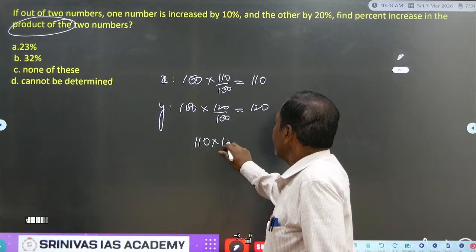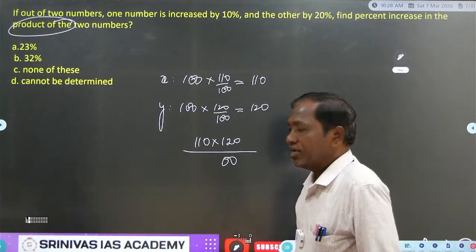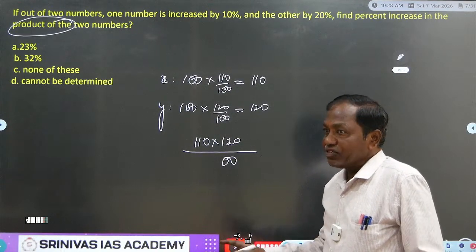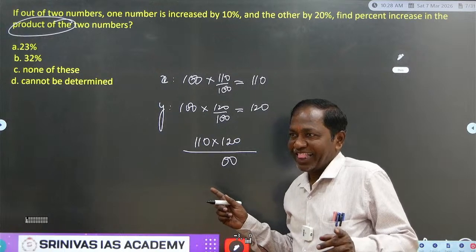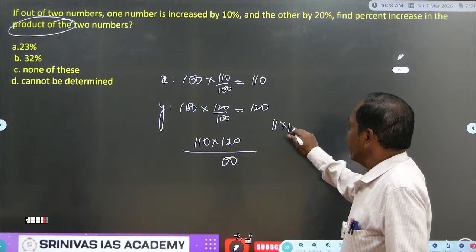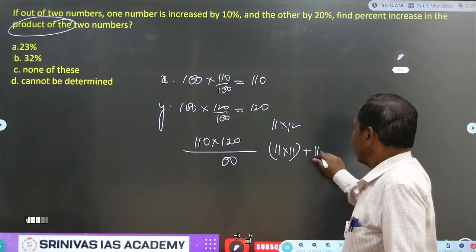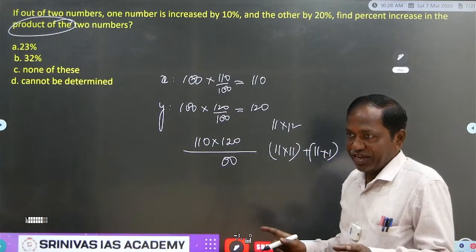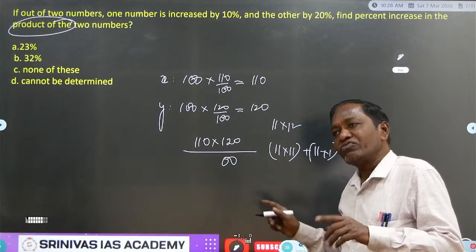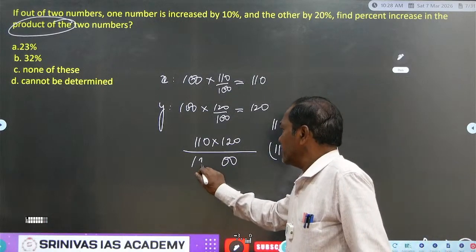110 into 120. You can cancel the zeros, so 11 into 12. How do you write 11 into 12? 11 into 11 plus 11 into 1, that is 11 square plus 11. This is multiplying consecutive numbers. 11 square is 121, plus 11, gives 132.